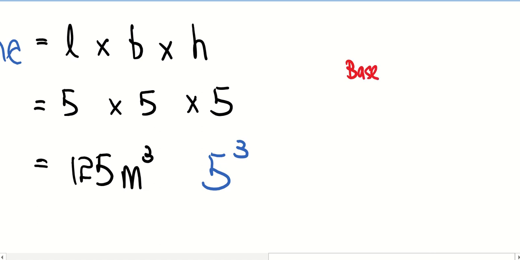What is the base over here? 5. What is the power over here? 3. What is another word for power? Index.